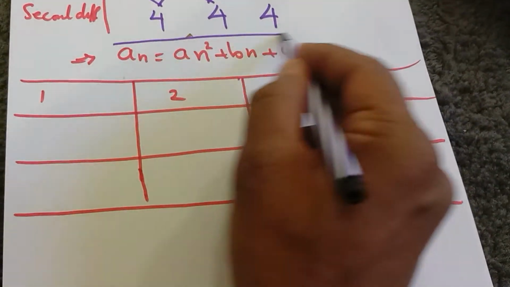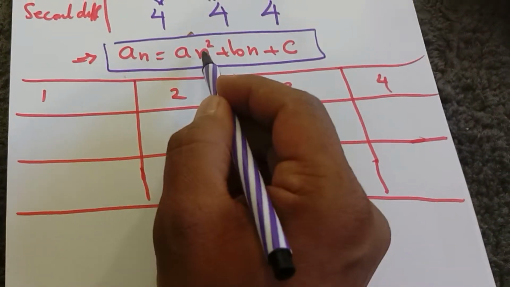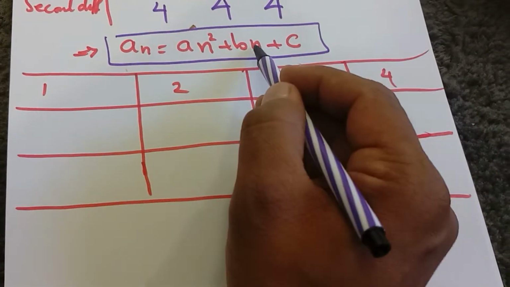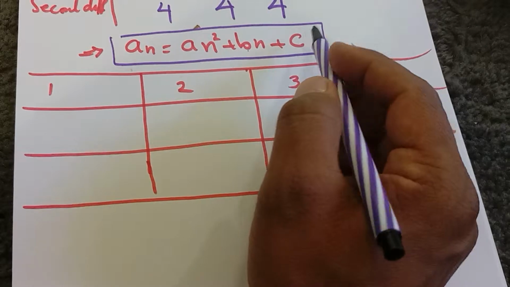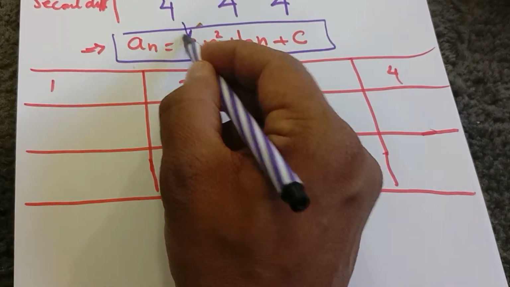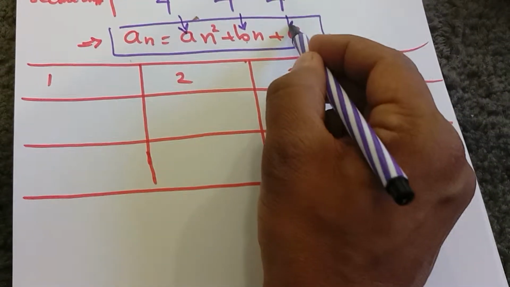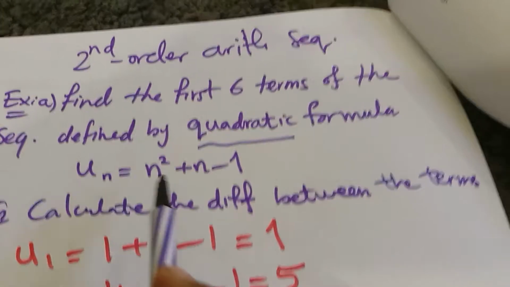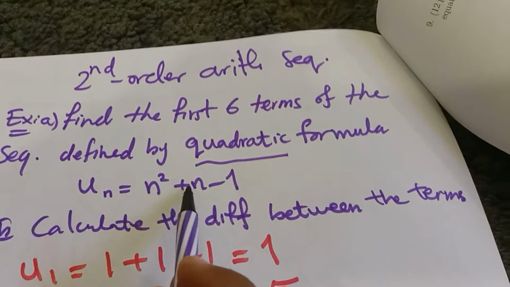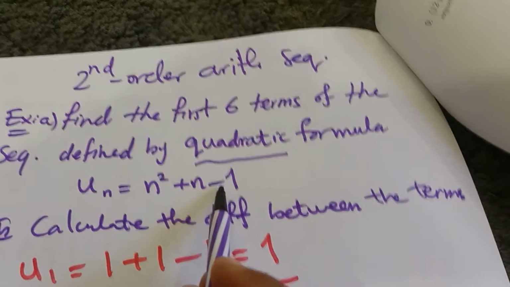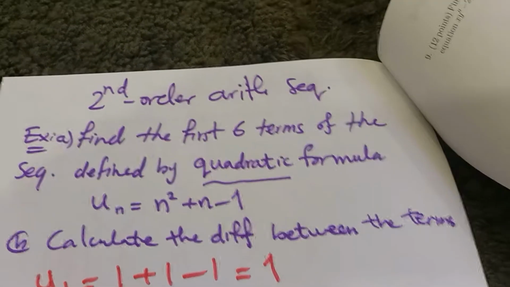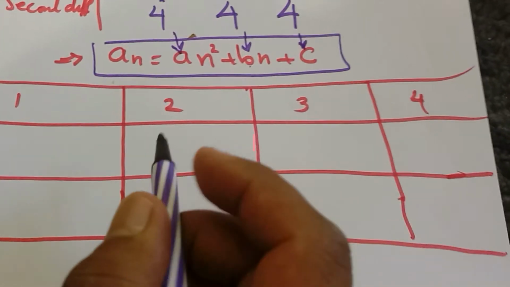We know this is a quadratic sequence, so there is a number with n squared, there is a number with n, and there is a number with c. And our job is to find this a, this b, and this c, similar to what was given to me here, right? And you see here the a was 1, the b was 1, and the c was -1. So if we know these numbers, we can find the general formula. How can we find this? This is not that tricky.